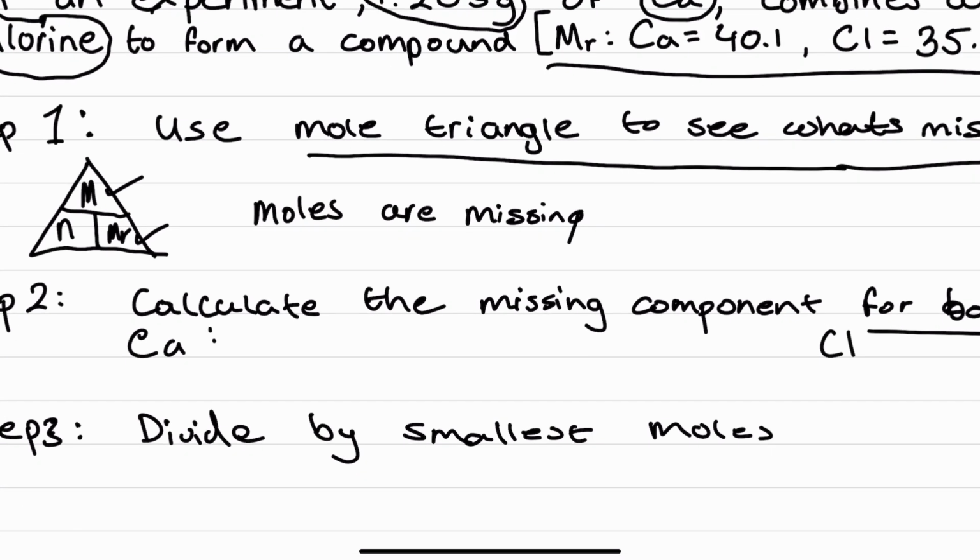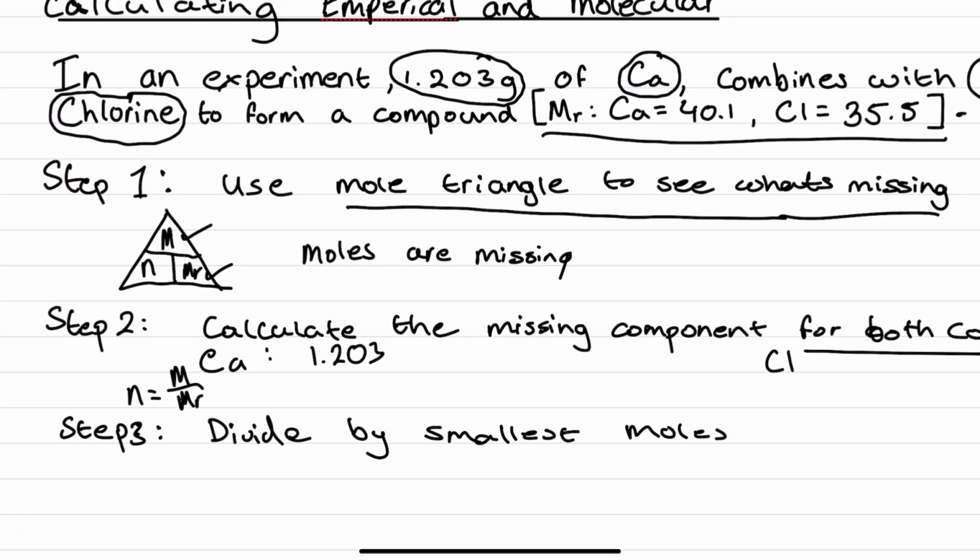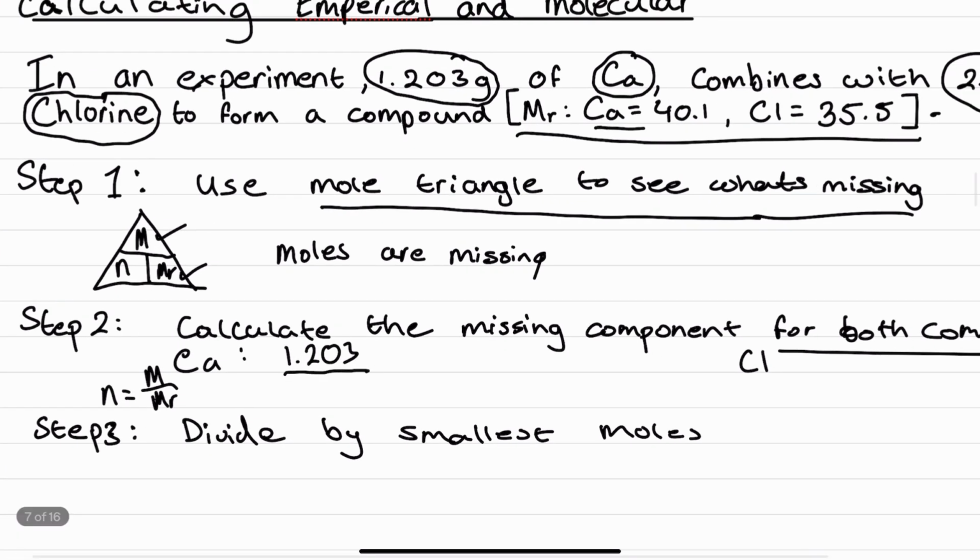Well, from the triangle we can see that moles is just equal to mass over molar mass. So for calcium I'll just do 1.23, which is what we were given, divided by the molar mass of calcium, which we were given in the question, 40.1, or is given in our periodic table. And we can just plug that into the calculator and we get something like 0.03.